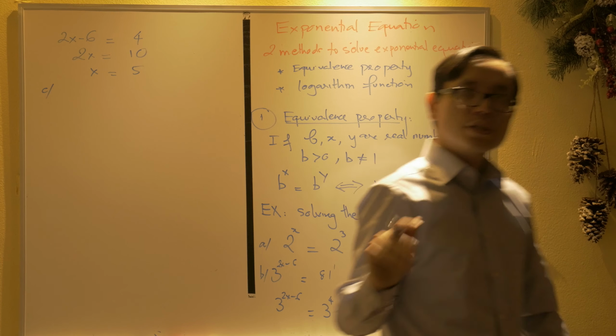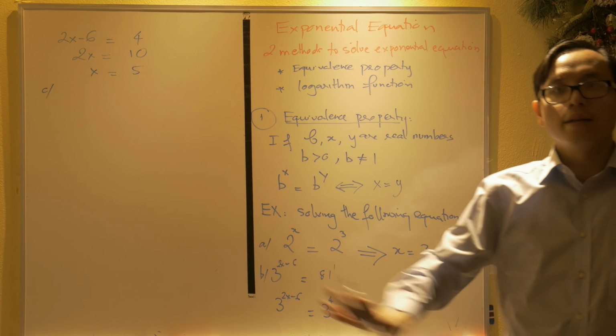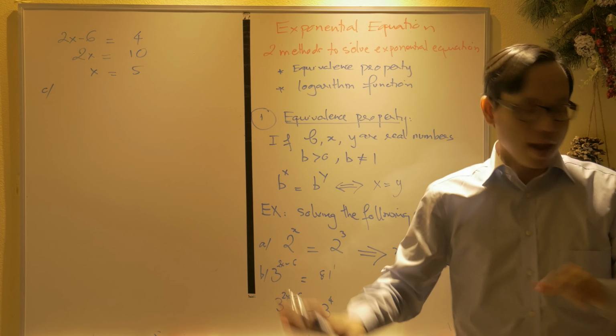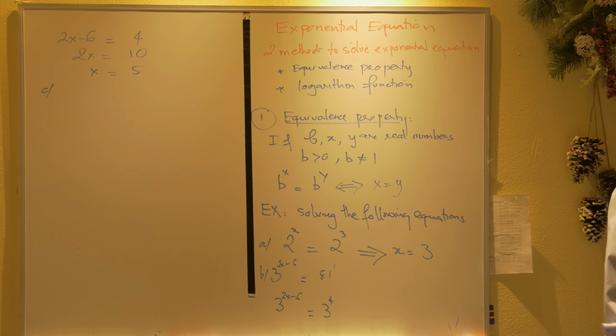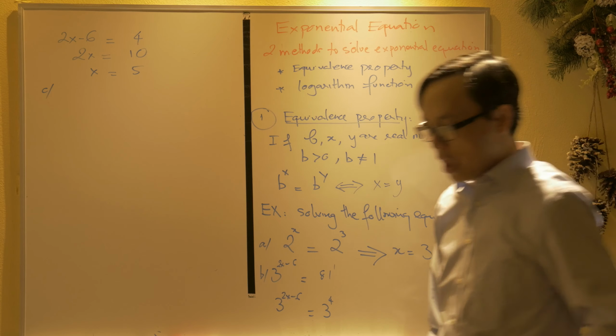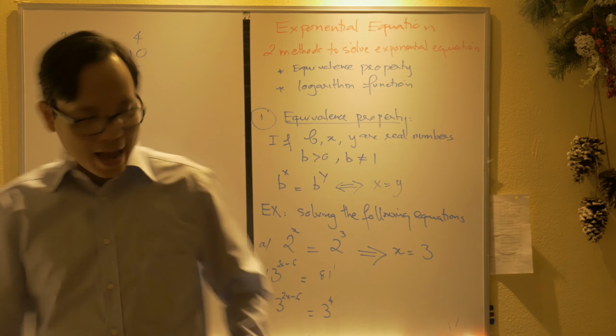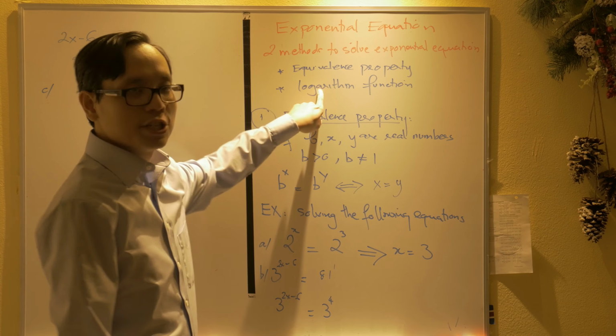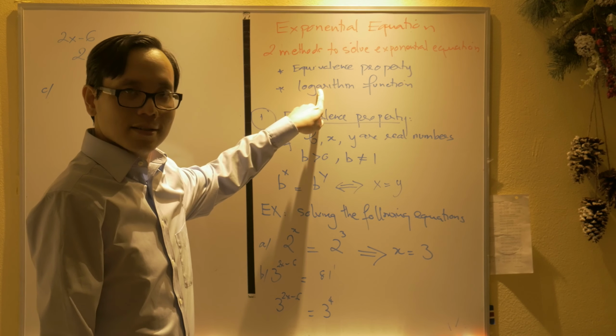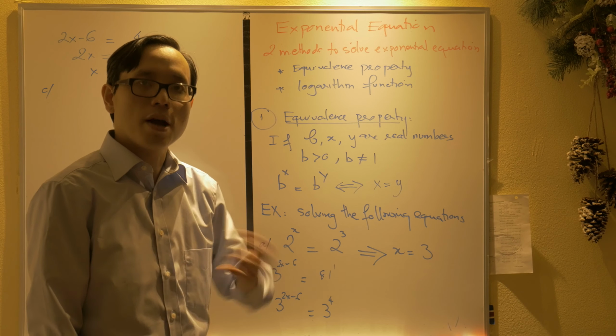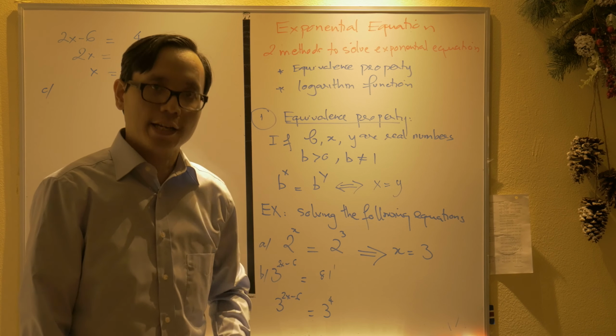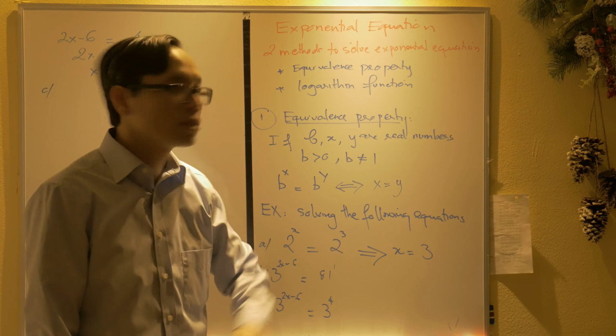So remember, the goal is still bringing to the same base. If you don't have the same base, you cannot do it. That is where the second method jumps into place. You have to use the logarithm function. But right now, we haven't learned that one yet. We're going to talk about that. We're going to do examples using the logarithm function where we have different bases. When you have a problem where you cannot change to the same base, then you must use the logarithm function.